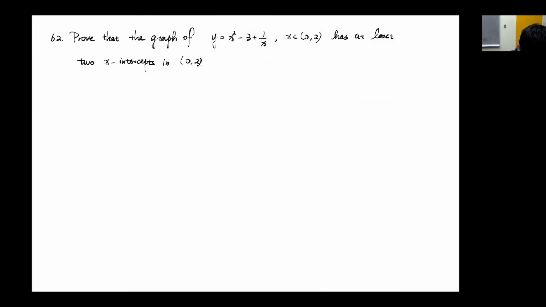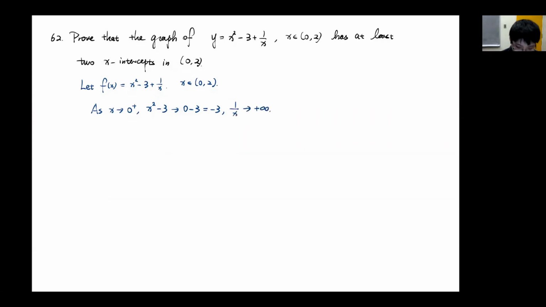For convenience, let's start by setting f of x as the function we are considering on the right-hand side. This function is defined over this open interval. Notice that we are not given a continuous function on a closed interval, so we cannot directly use the intermediate value theorem. However, the limit at the endpoint will tell us something about this function. As x approaches 0 from above, x squared minus 3 is approaching 0 minus 3, which is a fixed number, minus 3. But the component 1 over x is approaching positive infinity. So 1 over x is very large.